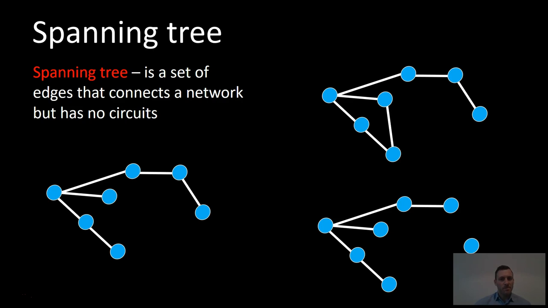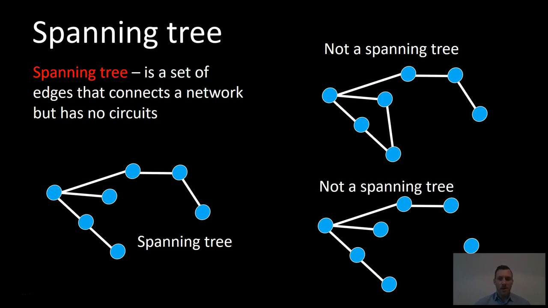The first one, this is a spanning tree because it doesn't have any circuits. The next one, this is not a spanning tree because it has a circuit. And finally, this last one, it's not a spanning tree because it's not connected. We can use weighted graphs to help find the smallest tree that joins all of the nodes. This is called a minimum spanning tree. This might help us find the lowest cost of connecting all of the nodes or the shortest distance.